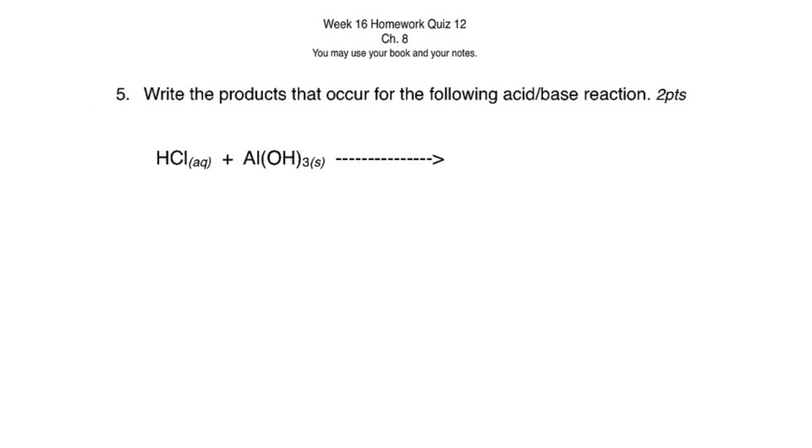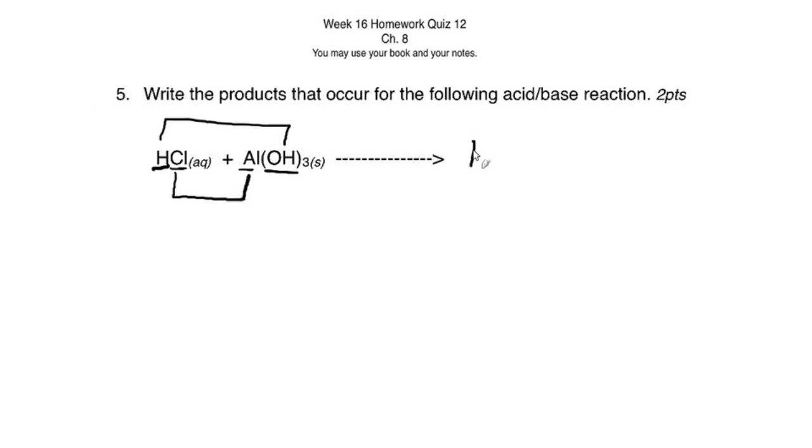Okay, number 5 says write the products that occur for the following acid-base reaction. In an acid-base reaction, the driving force for that is the formation of water. So if we look at this, we have hydrogen and chlorine on this side, we have aluminum hydroxide on this side. Basically, this is like a double displacement reaction. The hydrogen is going to swap places with the aluminum. And then the aluminum and the chlorine will combine.